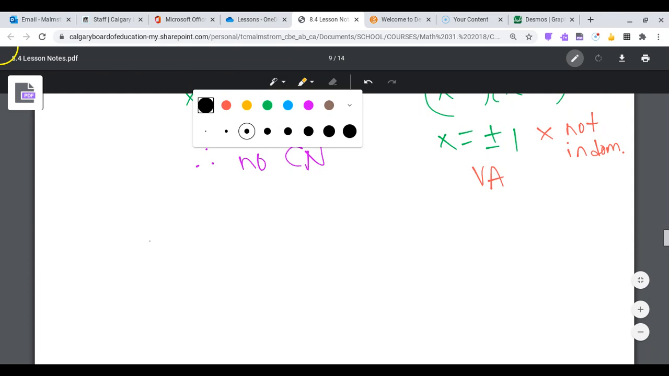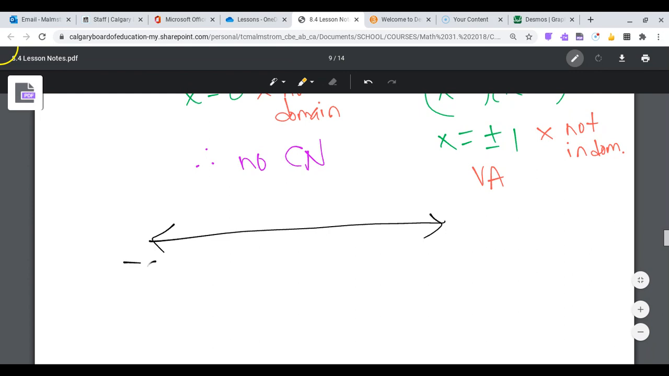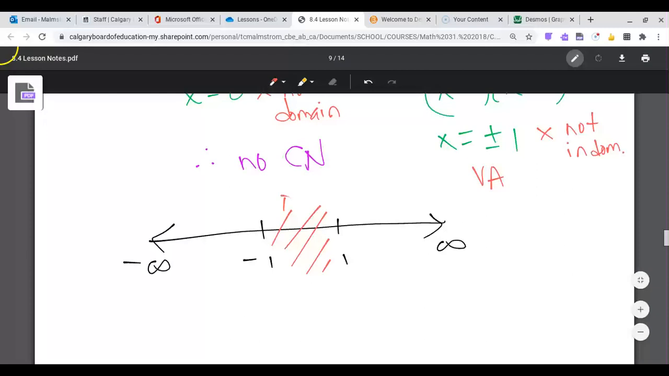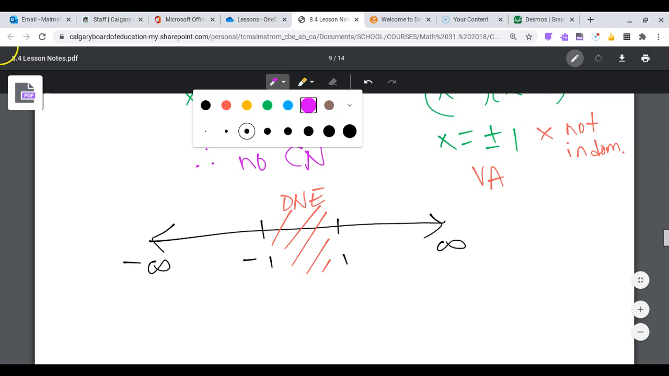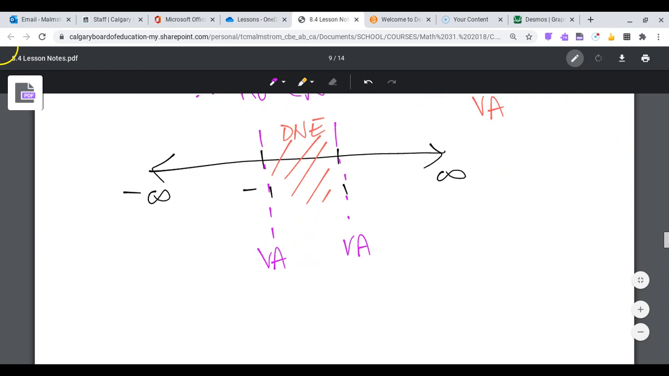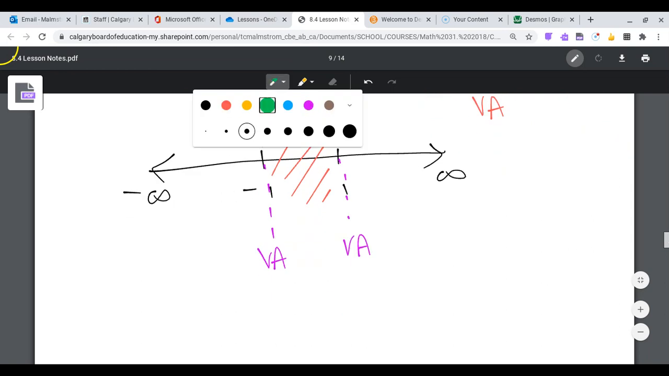Okay, so let's do our little number line. And I'm going to go from negative infinity to negative 1, positive 1 to infinity. And I'm going to just block off this part because that doesn't actually exist on my function. And I may even choose to do little vertical asymptotes in here, right? However you decide to do this, just to remind yourself that negative 1 and 1 are actually not part of my graph.